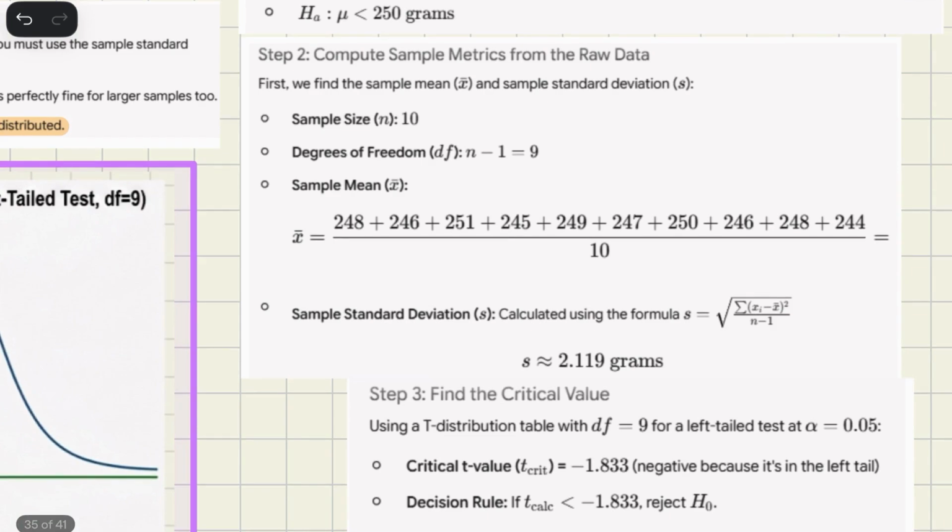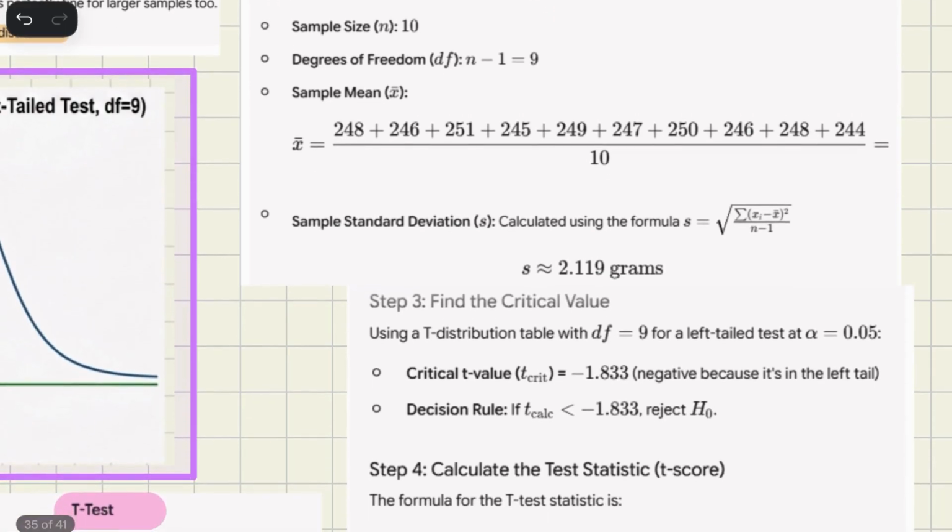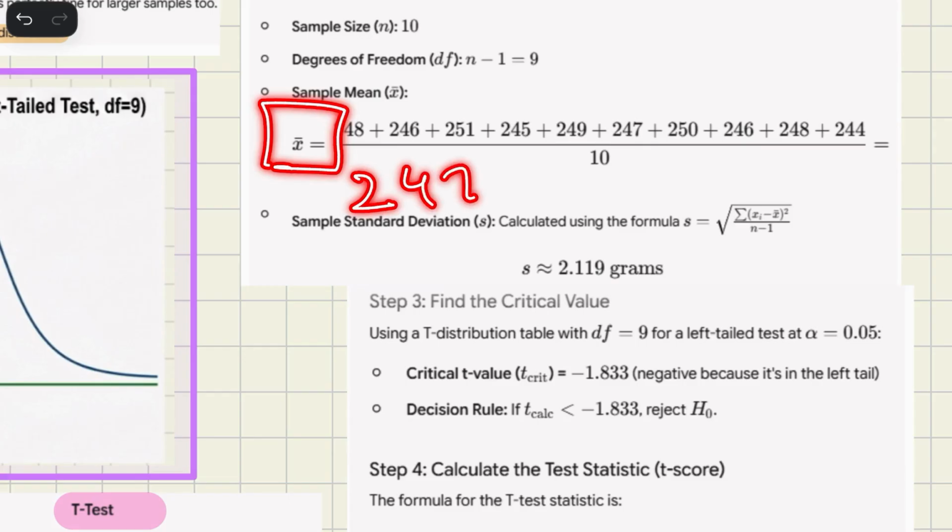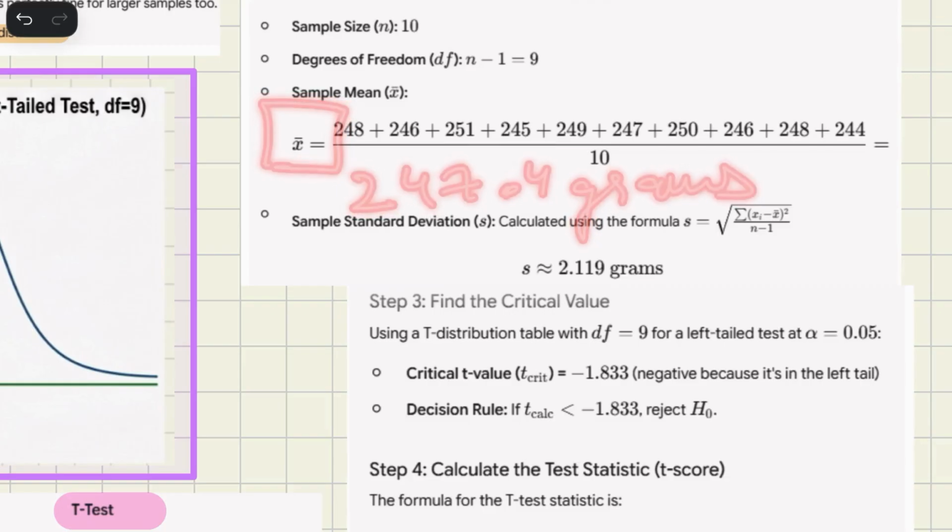And next we'll calculate the sample mean. The sample mean is also not given in the question. So we are adding up all the 10 weights and dividing them by 10, the basic mean calculation. When we add all the 10 weights and divide by 10, we get our answer, 247.4 grams. So this is the sample mean.